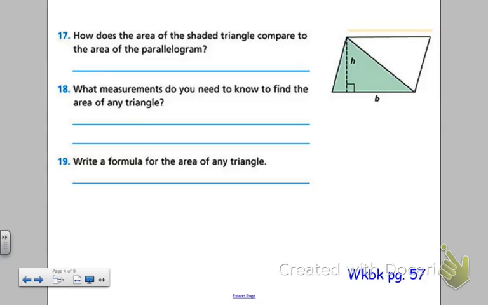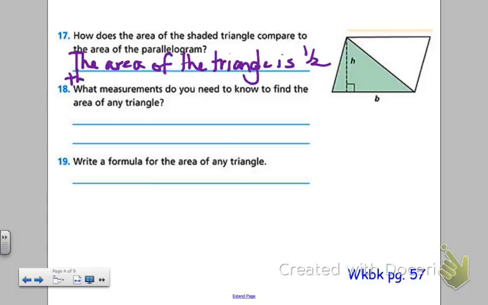So look at workbook page 57. How does the area of the shaded triangle compare to the area of the parallelogram? Well, remember, the area of the triangle is half the area of the parallelogram.